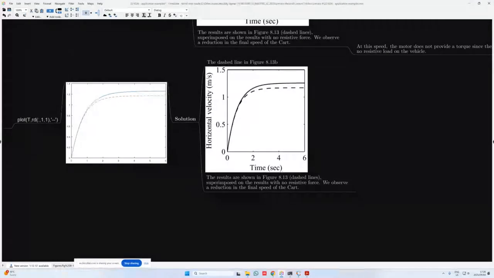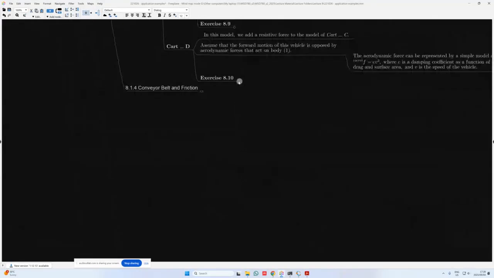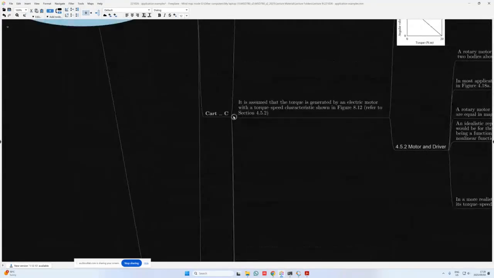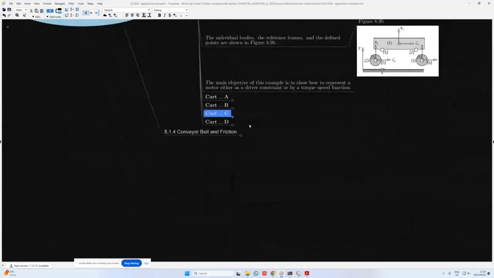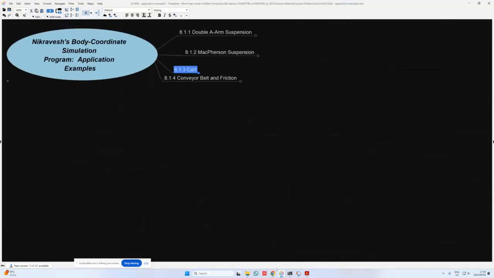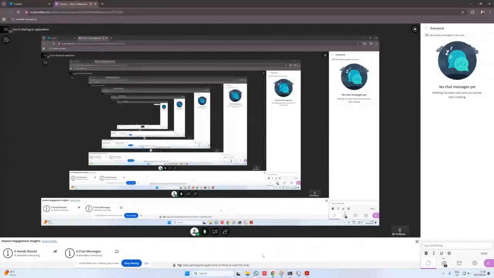So the results are also shown in figure 8.13 of the PMD textbook, superimposed on the results with no resistive force. And we observe that there is indeed a reduction in the final speed of the cart. All right, so that was cart D, and also the 2 forward dynamic analyses that we wanted to do on the cart. Now, before we move on to the next example, are there any questions at this stage?